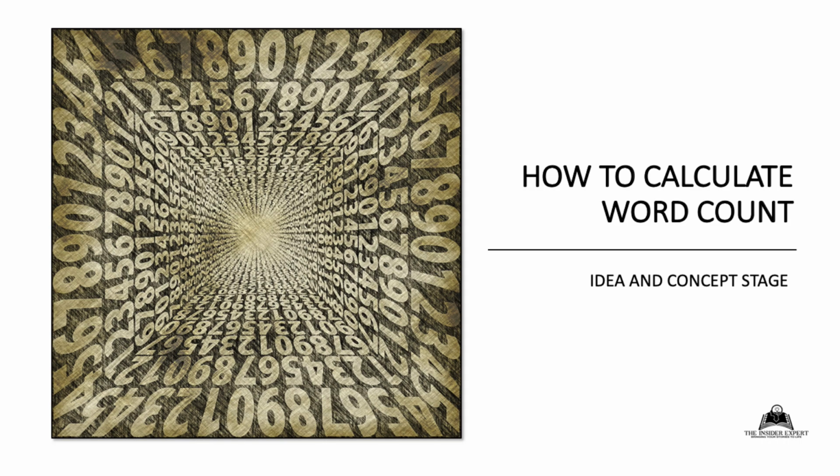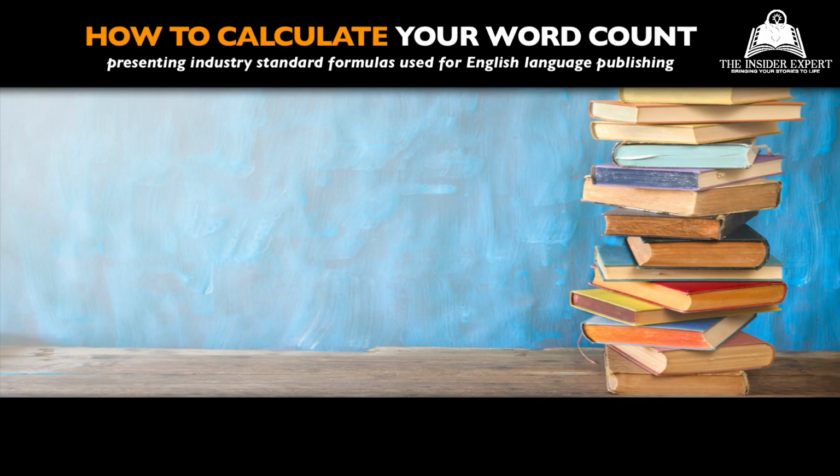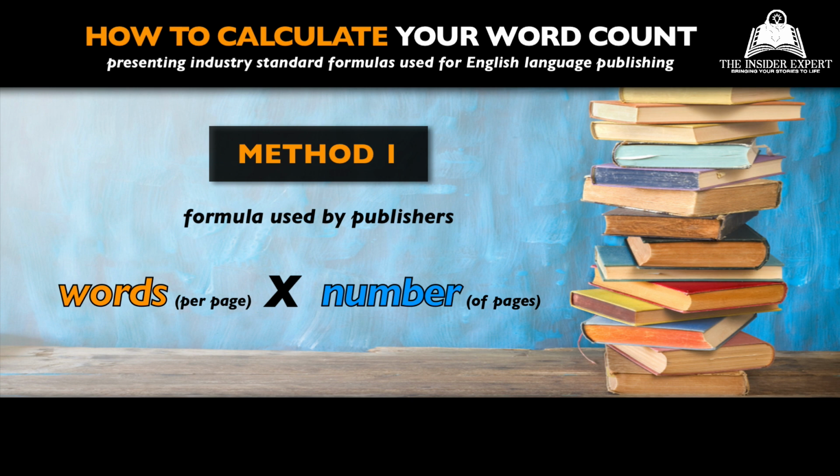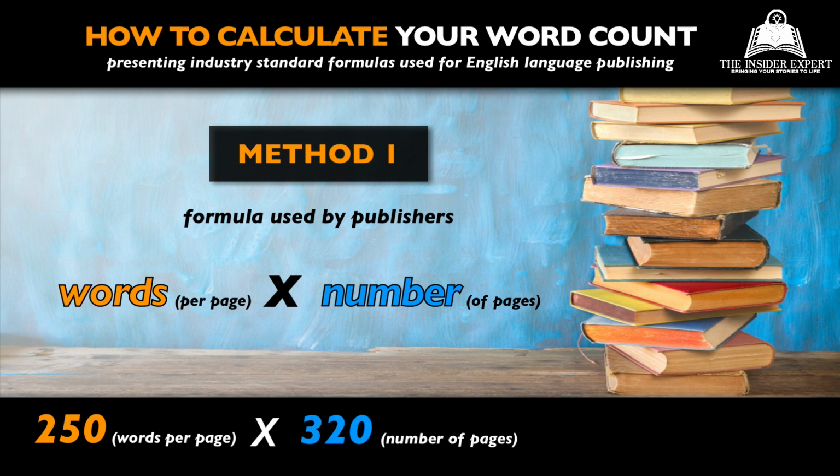Looking at understanding how to calculate your word count. We're presenting industry standard formulas used for English language publishing. Method 1, the formula used by publishers. This is words per page times the number of pages. So if you have 250 words per page by 320 pages, you should have a total of 80,000 words.